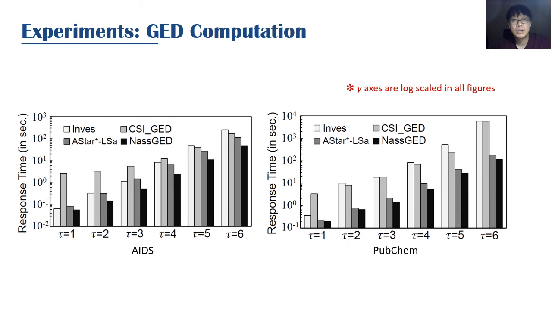This is the result for GED computation. In this experiment, after applying a label filtering technique to the datasets, we directly verify the remaining graphs through GED verification algorithms. On both datasets, A-star plus LSa was the best performer among existing techniques, and our algorithm NAS-GED consistently and significantly outperformed all existing techniques. NAS-GED was up to 3 times faster than A-star plus LSa.